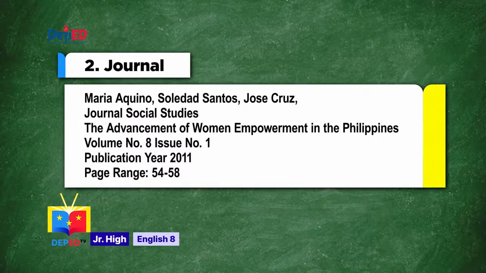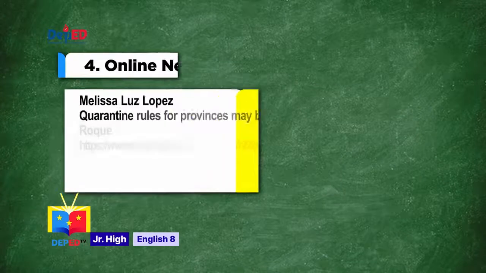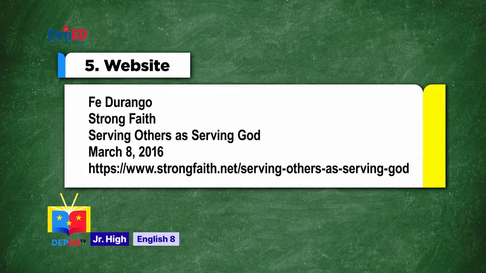Number 2, journal. Number 3, magazine. Number 4, online newspaper. And number 5, website.